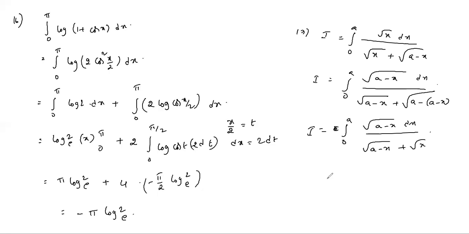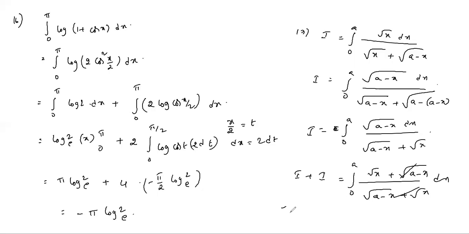Add the first one and this one. I plus I, 2I, equals integral 0 to a. The first one has root x, the second one has root a minus x. The denominator is the same, root a minus x plus root x, dx. So 1 dx, and the integral of 1 dx is x between the limits 0 to a. So this is a. 2I equals a, I equals a by 2. That is the answer.